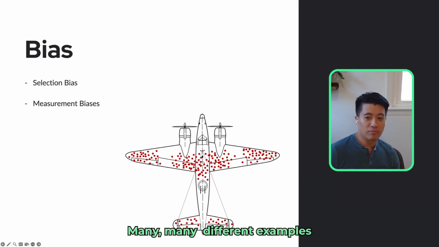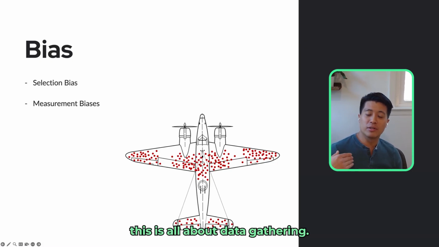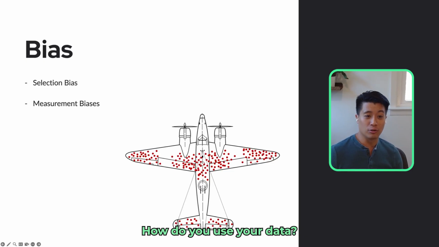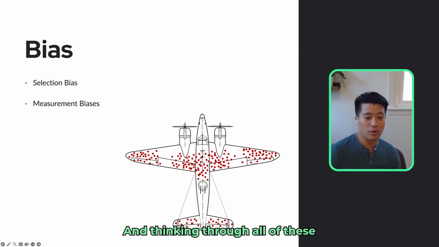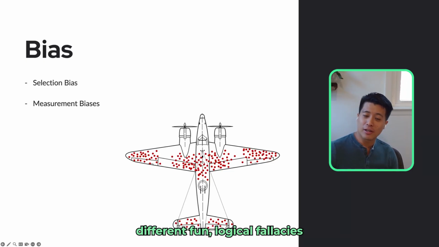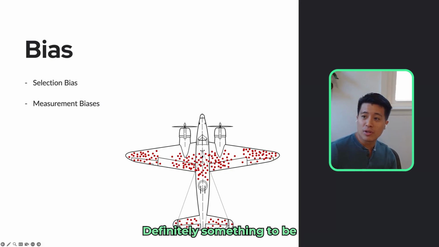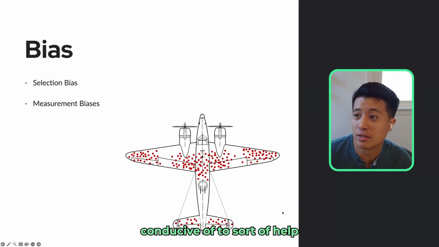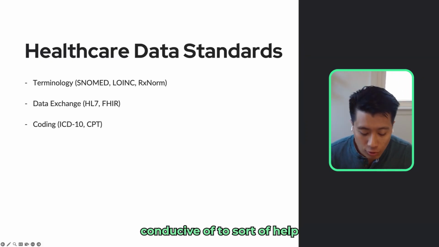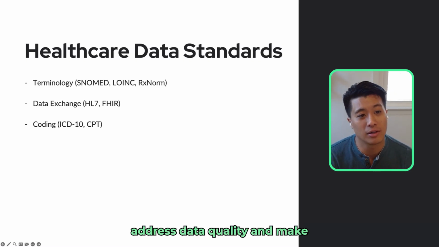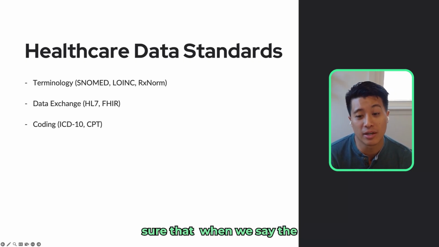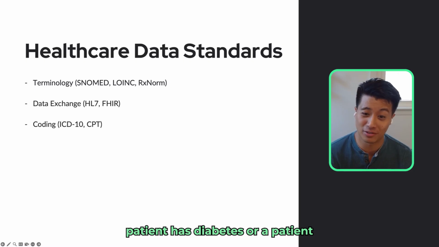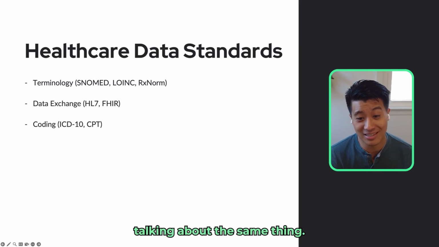There are many, many different examples of bias like this. But again, this is all about data gathering. How do you interpret your data? How do you use your data? And thinking through all of these different fun logical fallacies and biases that might exist. So it's definitely something to be cognizant of, to help address data quality and make sure that when we say a patient has diabetes or a patient has heart failure, we're all talking about the same thing.